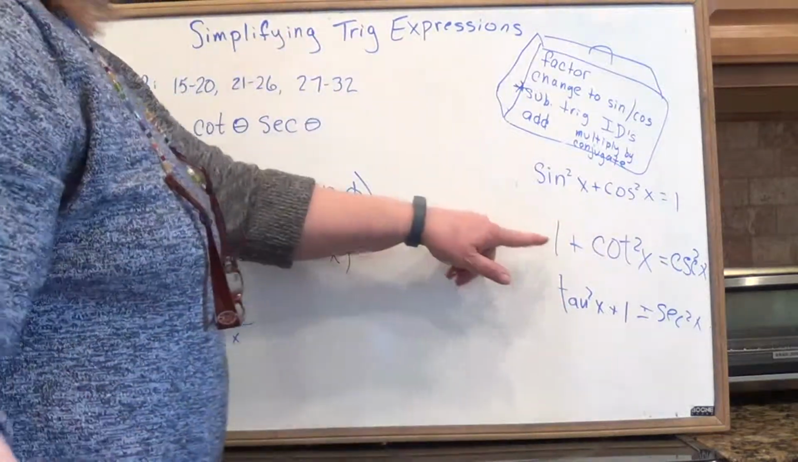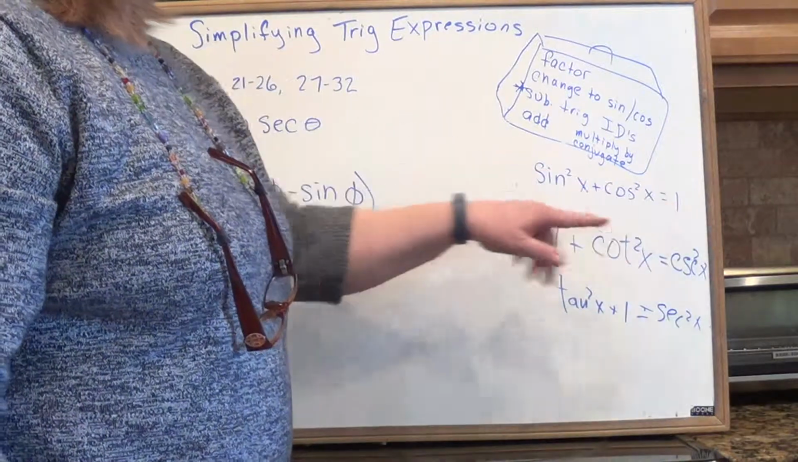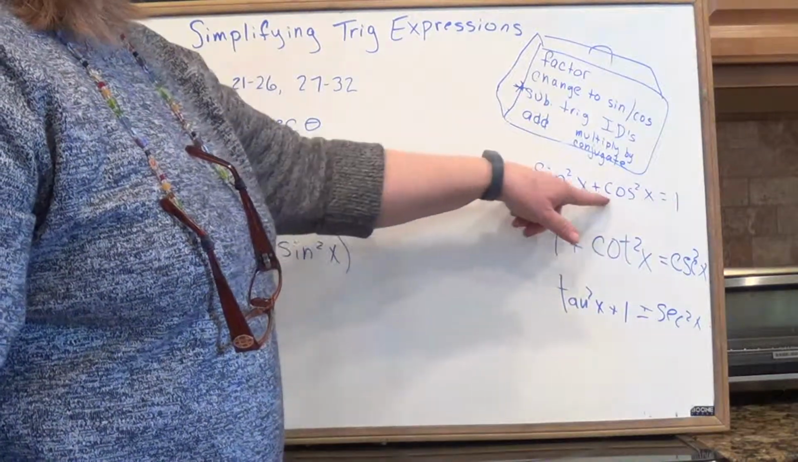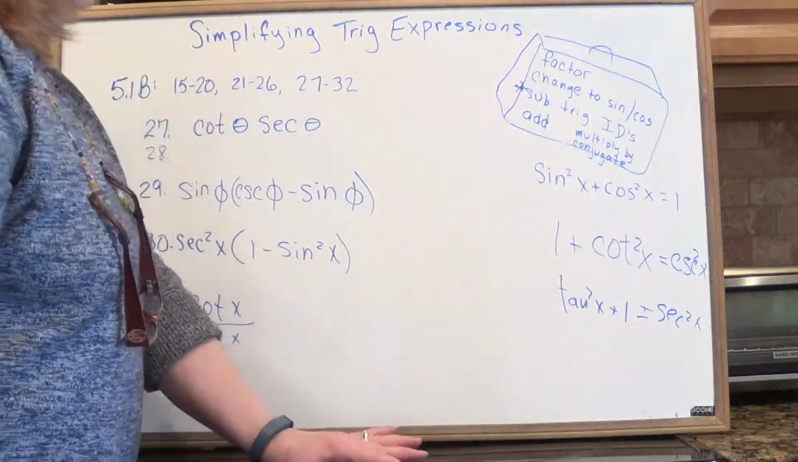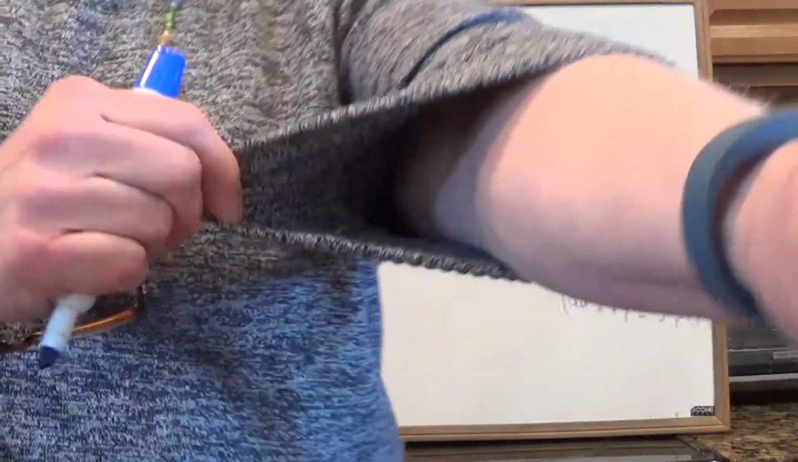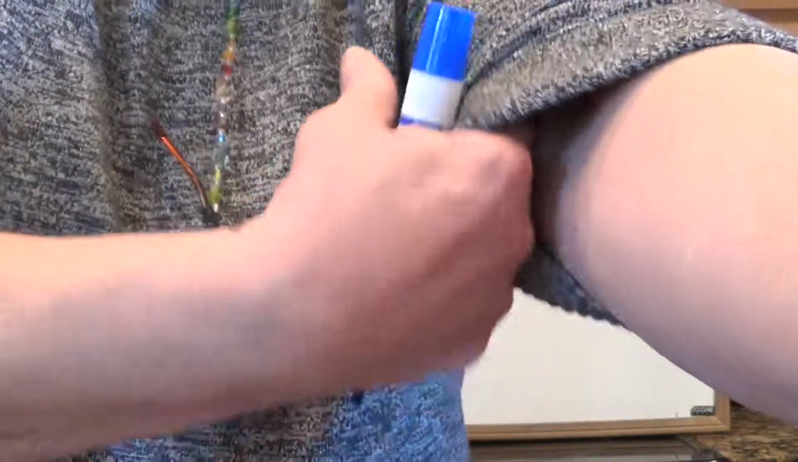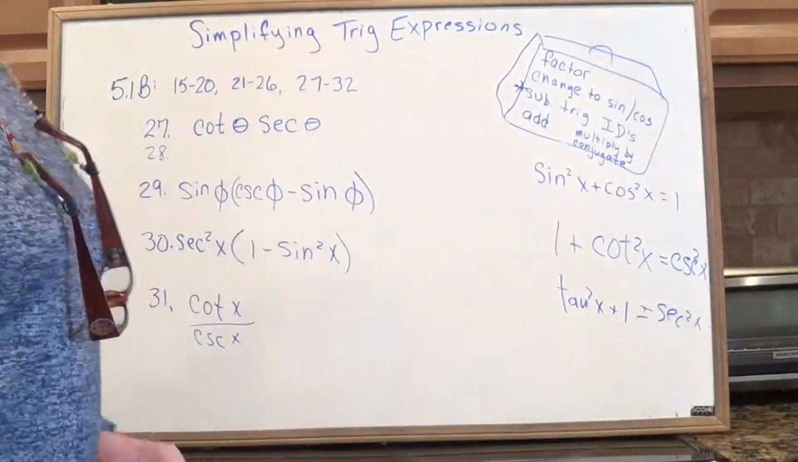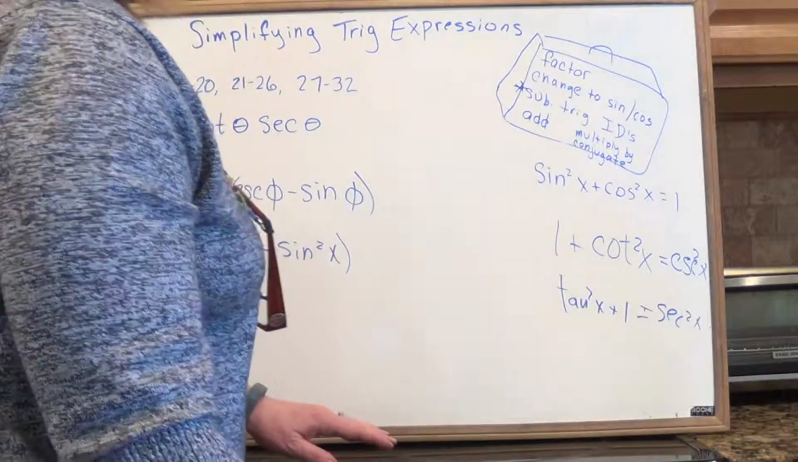To get this one, I divided everything by sine squared, and to get this one, I divided everything by cosine squared. So hopefully that is a little helpful trick that I have up my sleeve. If you would take it and stuff it up your sleeve now, you will find it to be helpful.